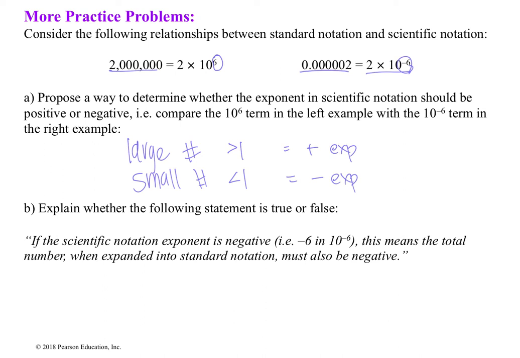And so is this statement true or false? If the scientific notation exponent is negative, so if we have a -6 in this number, this means the total number when expanded is also negative. Like we just mentioned, this just means that it is less than 1, not that the number is negative. So the exponent has nothing to do with the sign of the number. It just tells us if it's bigger or smaller than 1.